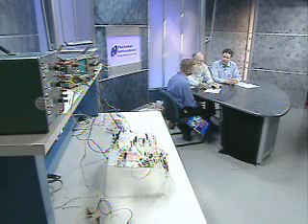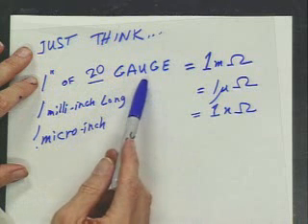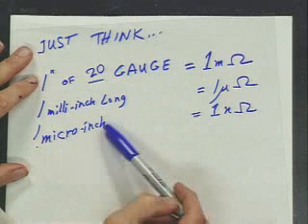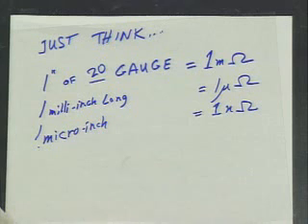When you think about it, 1 inch of 20 gauge wire is a milliohm. 1 milli-inch is a micro-ohm. 1 micro-inch is a nano-ohm. And that's where we're going to be today. 10 nano-ohms. We have to bridge down to that low level.